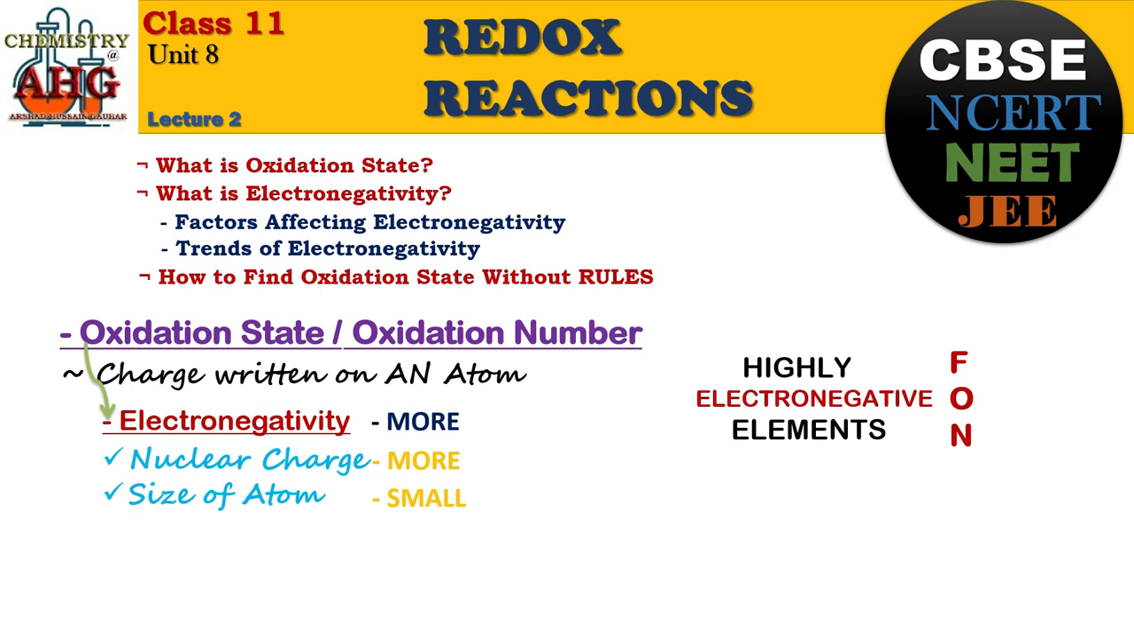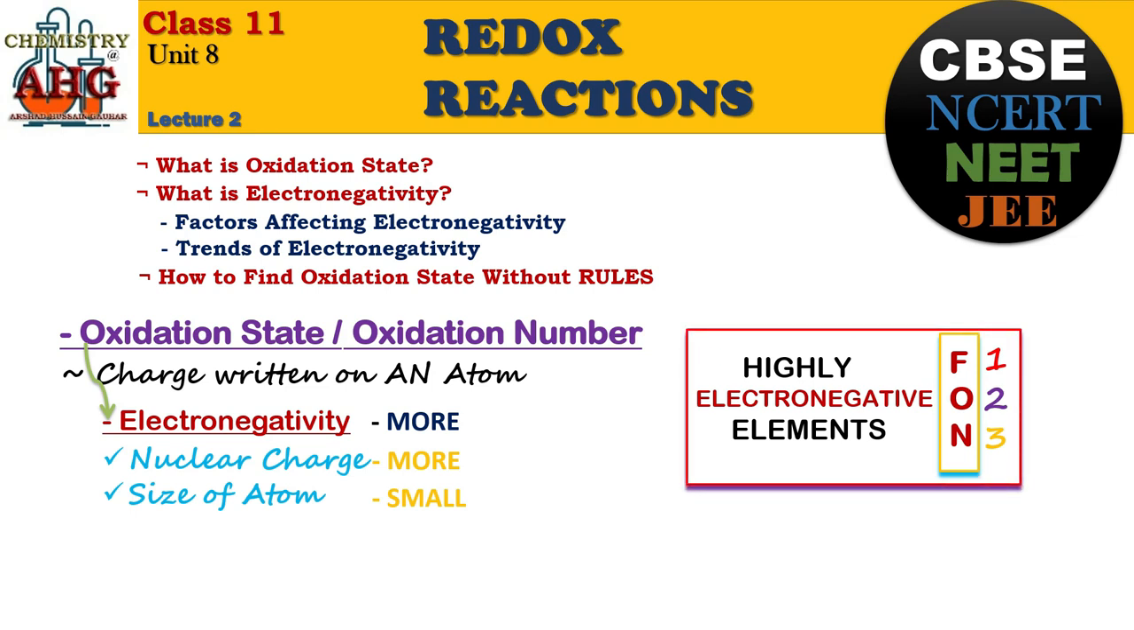And what is the order of electronegativity of these three elements? Out of these three, fluorine is number one, the most electronegative element in the whole periodic table. After fluorine comes oxygen, and after oxygen there is nitrogen. So you must remember the relative positioning of these three highly electronegative elements, and they will help you a lot in finding the oxidation state or oxidation number of any element in a given compound.